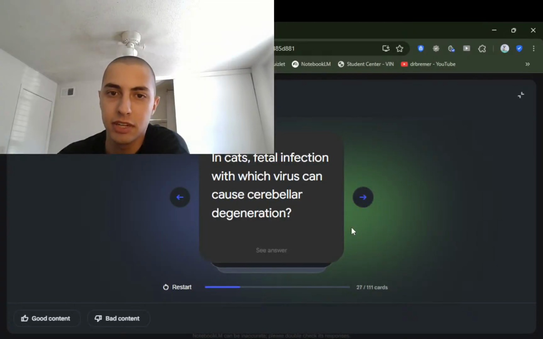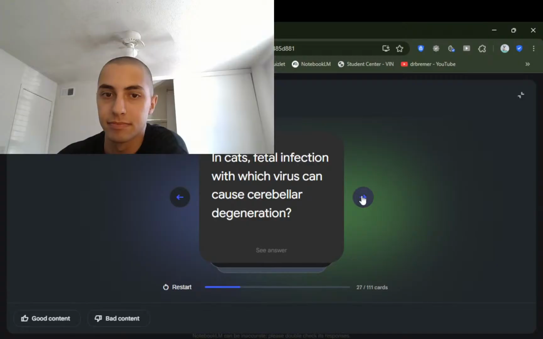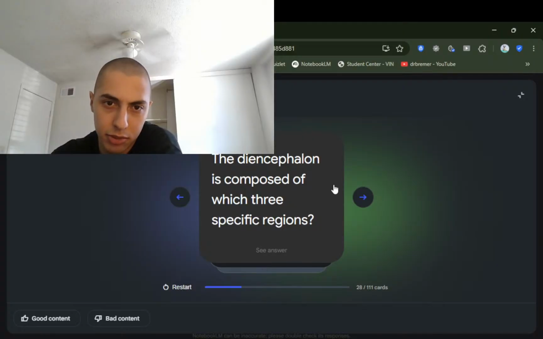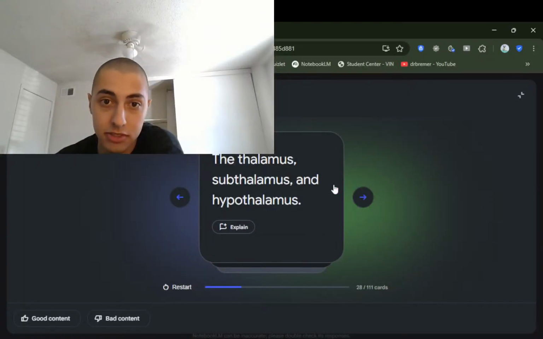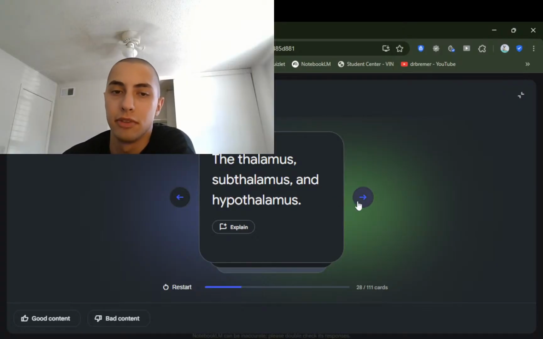In cats, fetal infection with which virus can cause cerebellar degeneration? Feline panleukopenia virus, FPV, can cause cerebellar degeneration. The diencephalon is composed of which three specific regions? I have no clue. The thalamus, subthalamus, and hypothalamus. I've heard of the hypothalamus.